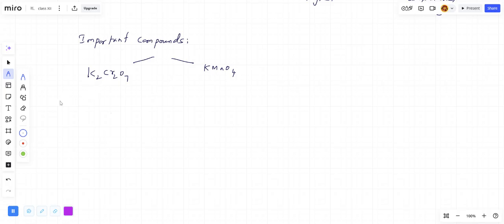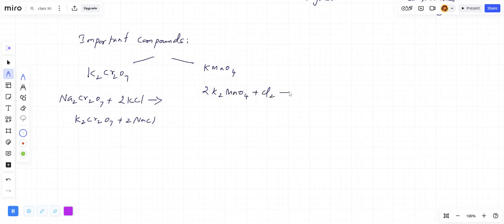Potassium dichromate is obtained from sodium dichromate: Na2Cr2O7 with 2 KCl gives K2Cr2O7 and 2 NaCl. This is the preparation for potassium dichromate. Potassium permanganate is prepared from potassium manganate. Look at this equation carefully: 2 K2MnO4 with Cl2 gives 2 KMnO4 plus 2 KCl. So this is the preparation for both.